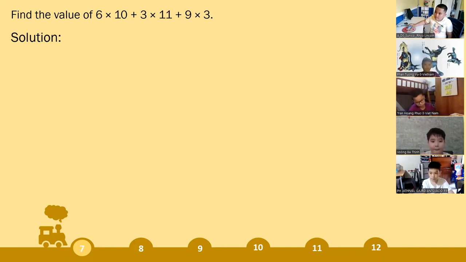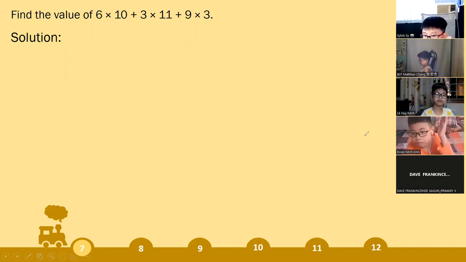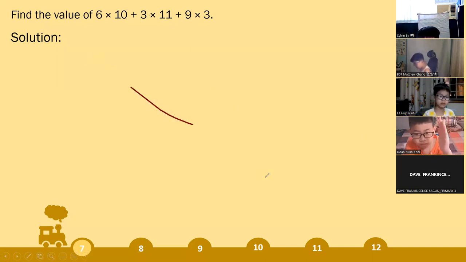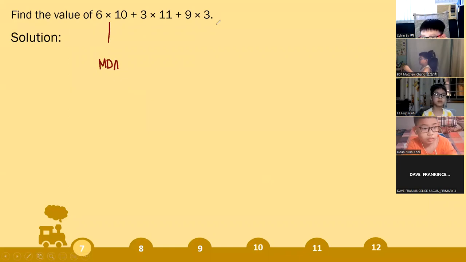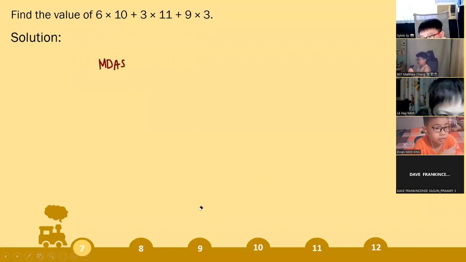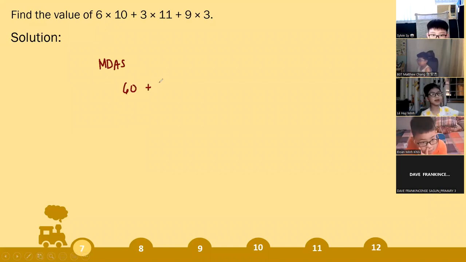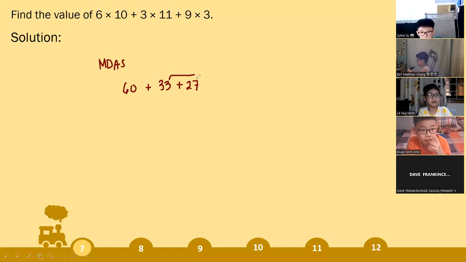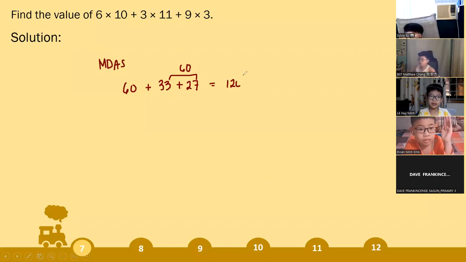Okay, so we need to find the value of 6 times 10 plus 3 times 11 plus 9 times 3. We have many ways to solve this one. We can follow MDAS or we can factor something out. Following MDAS, we have 6 times 10, that is 60. 3 times 11, that's 33. 9 times 3, that's 27. 33 plus 27, that is also 60. 60 plus 60, that's 120.